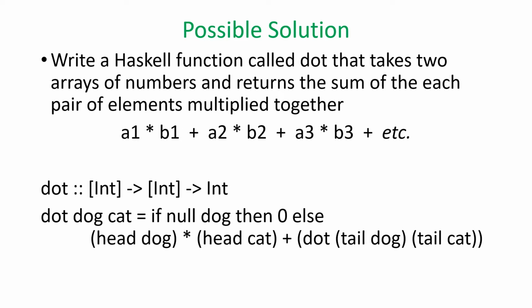Here's a possible solution to the problem. Again, it takes a list of integers and another list of integers and returns an integer. So I have it if null dog, meaning if the list is empty, then return 0. Else, take the head of the first list and the head of the second list. Remember, head gives you the first element. Multiply them together and add them to a recursive call to the function taking the tail of both of them. Tail being everything in the list except the head of the list.